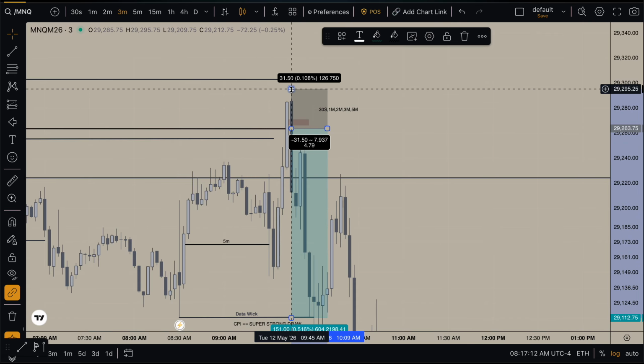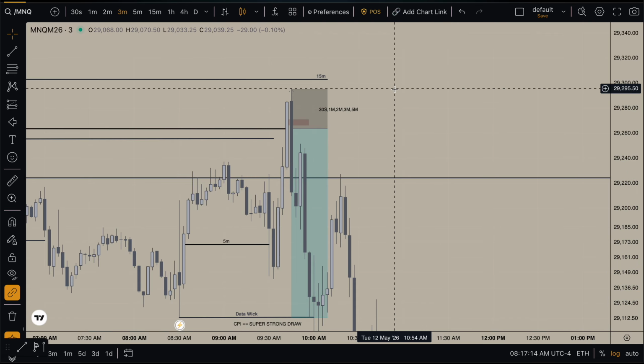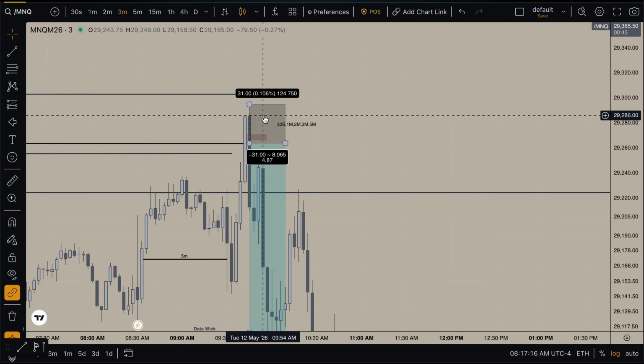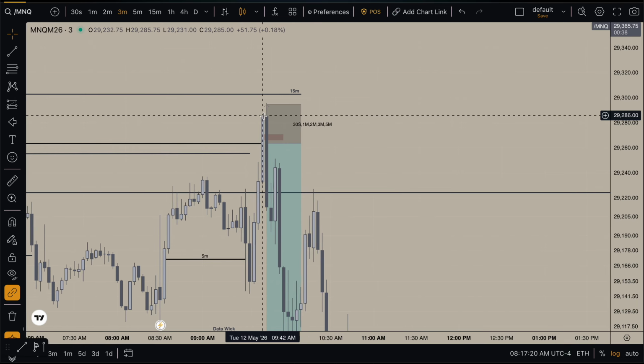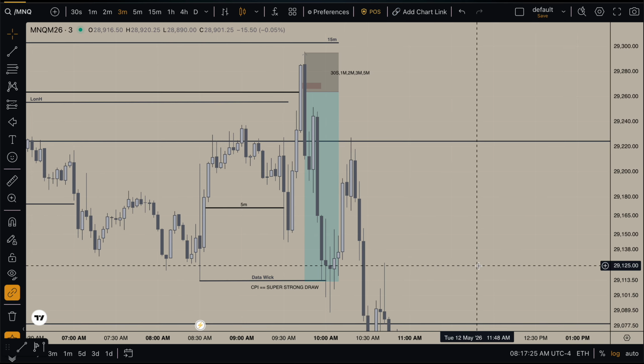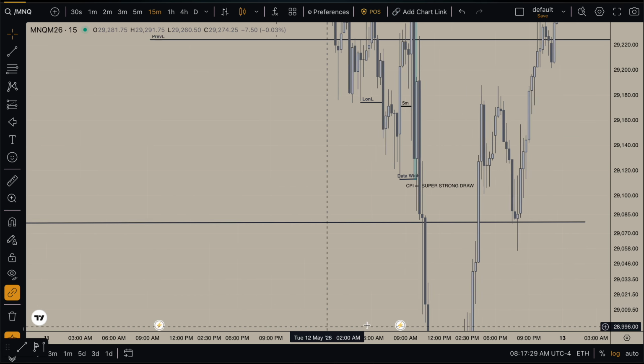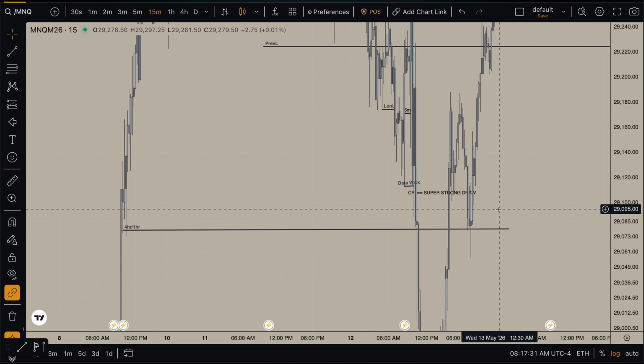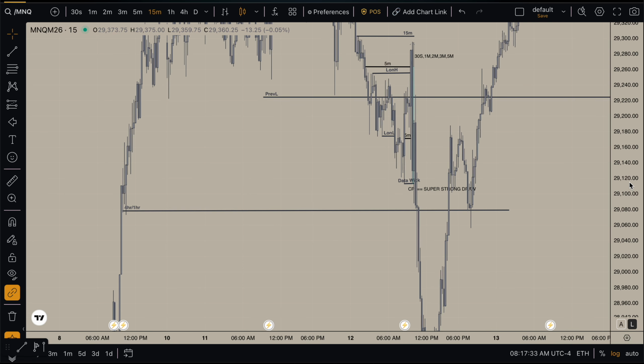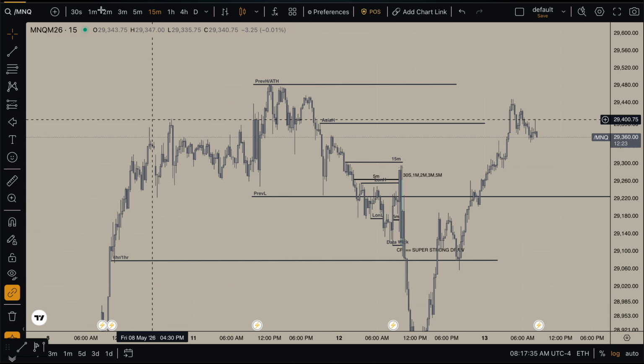So then I had my stop at this protected high because you always put your stop at a place where you don't want price to go. Because if price goes there, then the trade's invalidated. So that's where I put it. And then obviously targeting this data wick, it ended up hitting this 4 hour and 1 hour unfilled as well. And yeah, today played out pretty nicely.